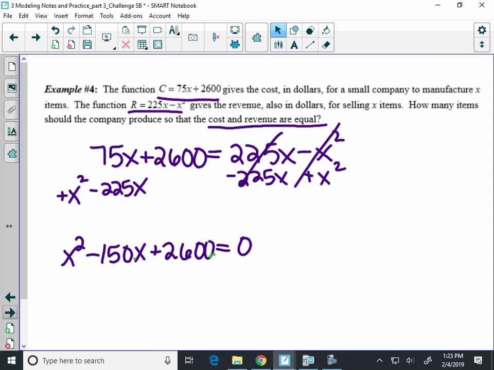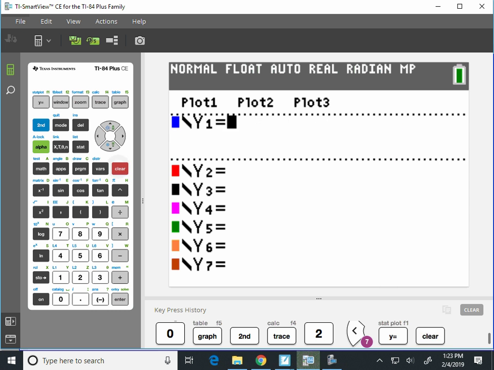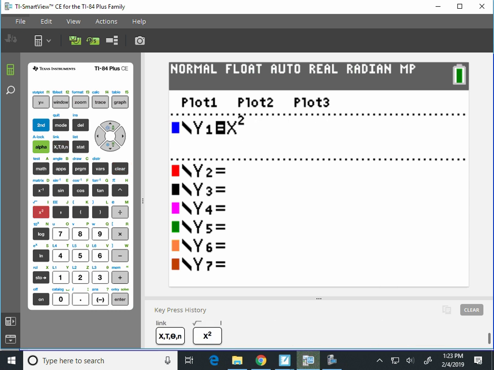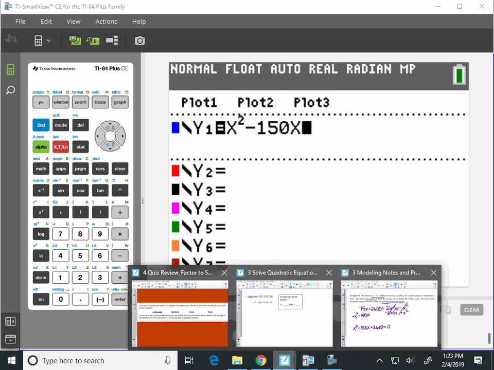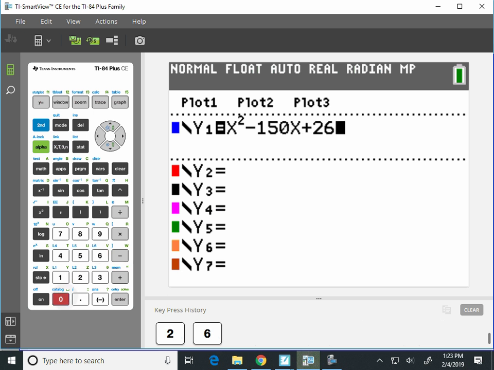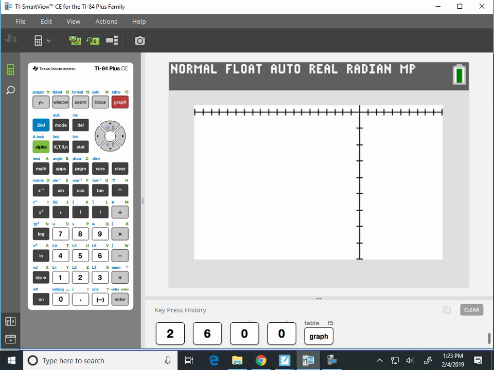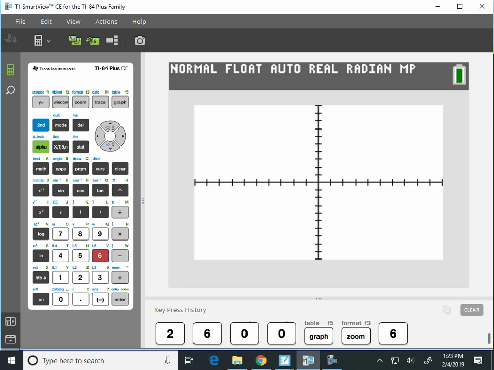Let's graph it. So type it first into the y equals. So we have x squared minus 150x, was it plus 2,600? Yes. Now when I graph this, first of all, I'm going to go back to my standard window because it's easier to see. I'm going to go to Zoom 6. Can you see anything? No. That means I can't see the x-intercepts, but let's at least change the window a little bit so we can get an idea.